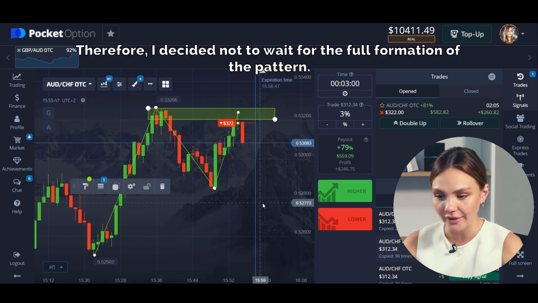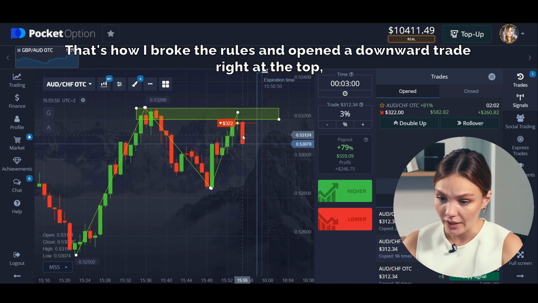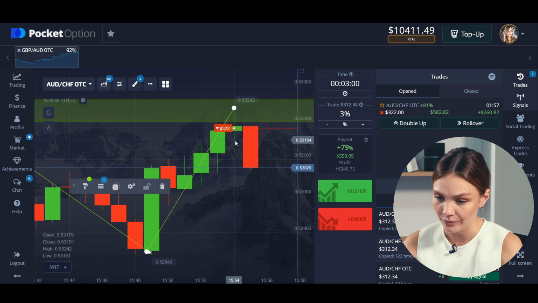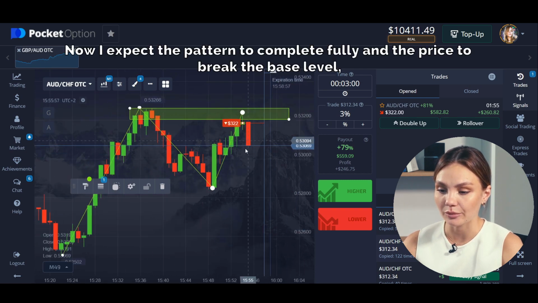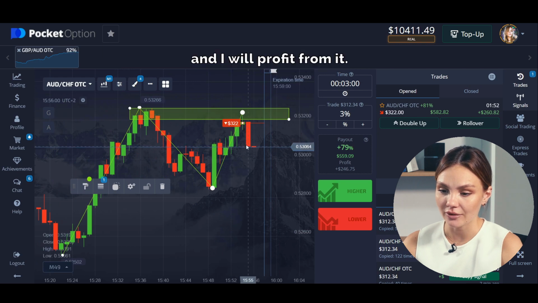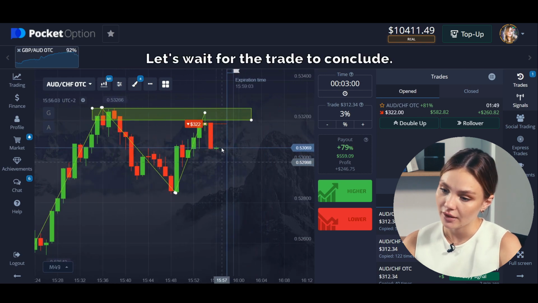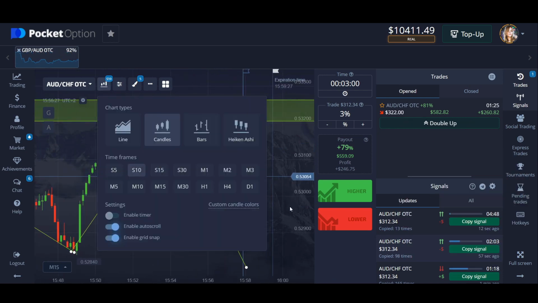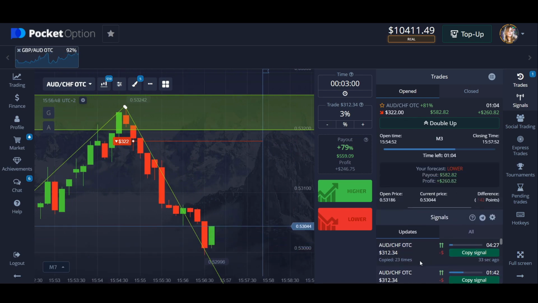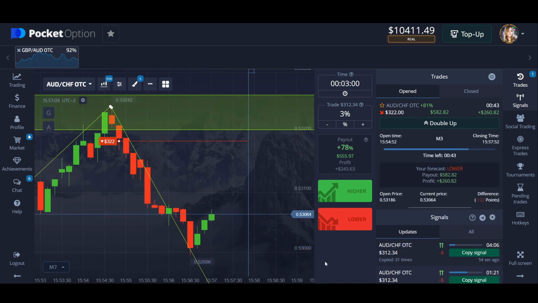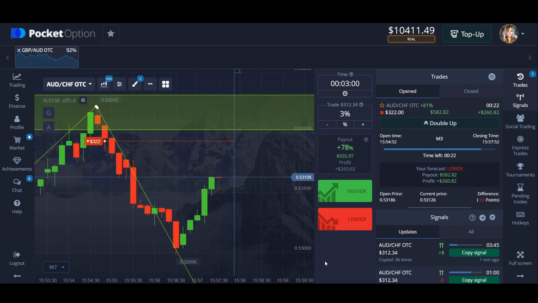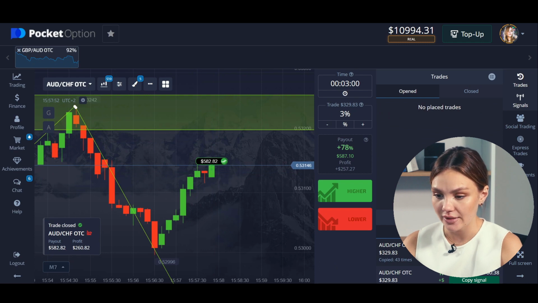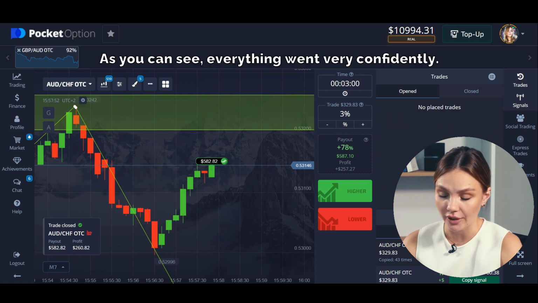Therefore, I decided not to wait for the full formation of the pattern. That's how I broke the rules and opened the downward trade right at the top without waiting for confirmation. Now I expect the pattern to complete fully and the price to break the base level, and I will profit from it. Let's wait for the trade to conclude. The second trade will close in just 3 seconds. As you can see, everything went very confidently.